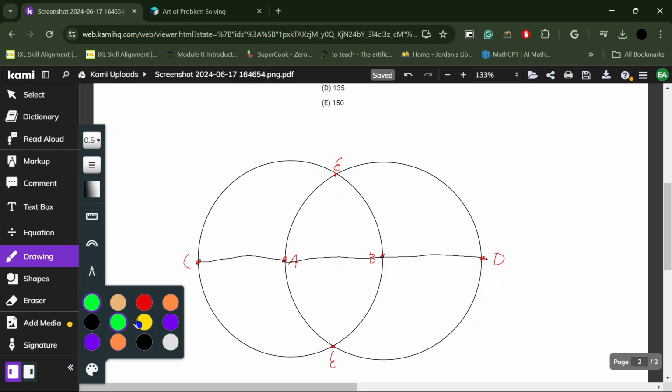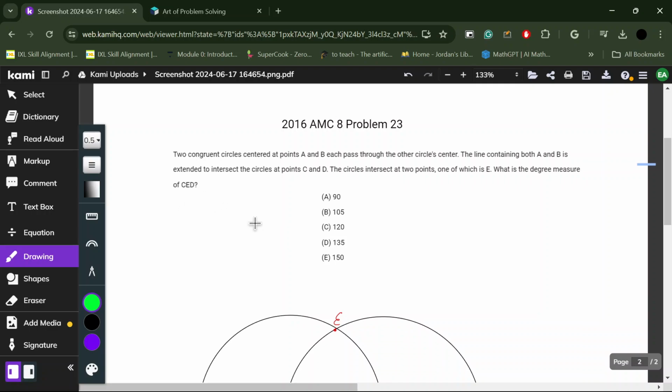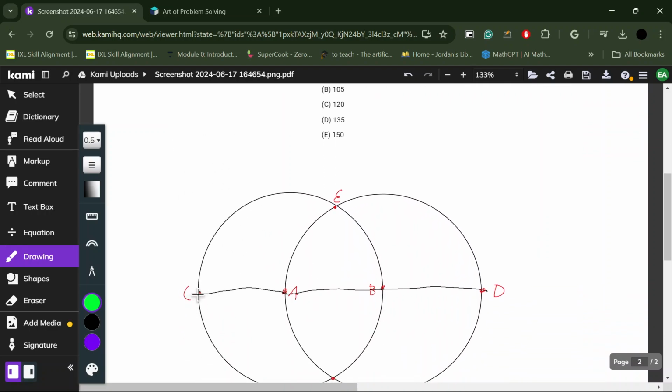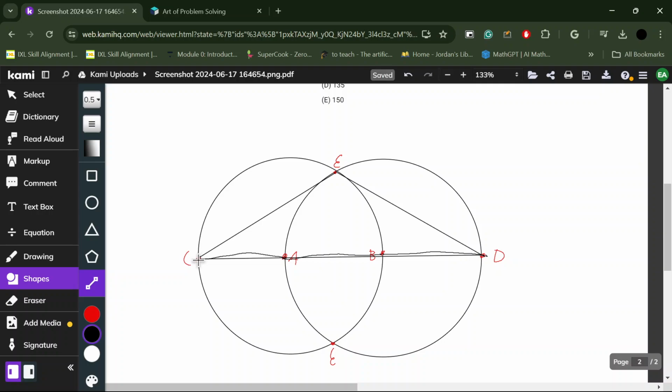It's asking us to find the degree measure of CED. What does that mean? That means this. You know what? I'm going to actually use straight line just so it's a little better. C, E, D. Okay. This is actually a triangle, as you can tell. But since this is also CED, we can label it.